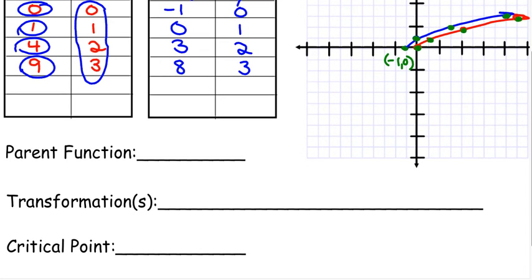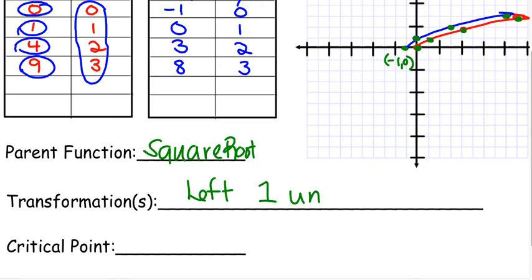Our parent function is our square root. The transformation that happened is it's shifting left 1 unit, and our critical point is negative 1, 0. So that's how you can graph the square root function, applying your transformations of left and right and up and down.